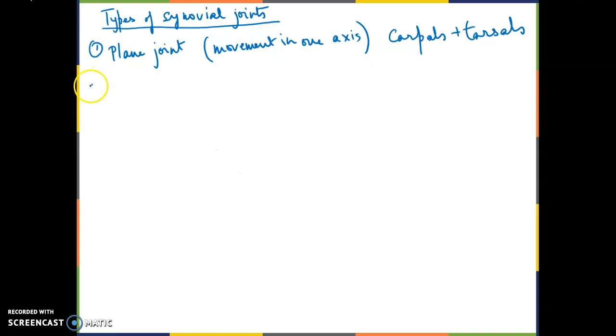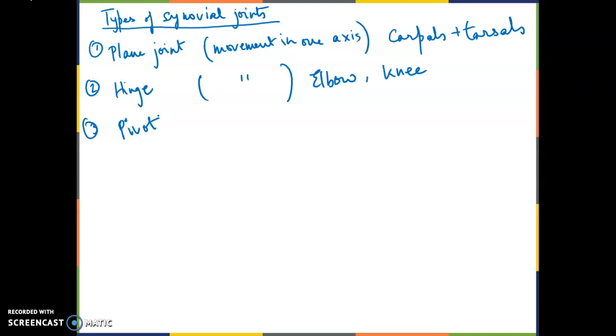The next type of synovial joint is hinge. It looks like a hinge, and in hinge also we have movement in one axis, so the same thing. Classic example of hinge joint is elbow and knee. These are examples of hinge joint. The third type of synovial joint is pivot. And in case of pivot also, we have movement in one axis.